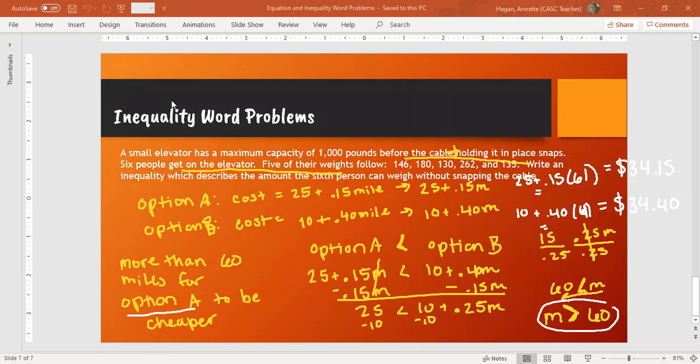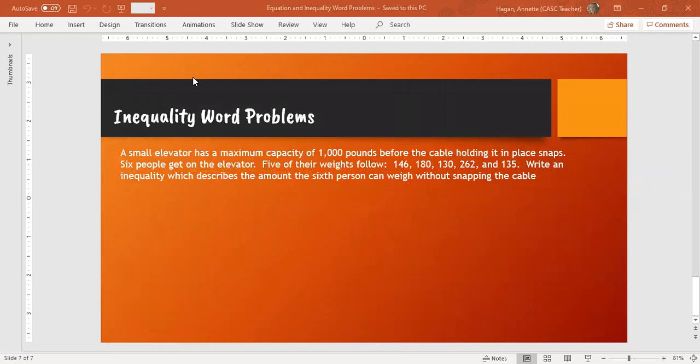The last one I'm going to do is this elevator problem. I did one like this for a warm up in class, but I just wanted to build on it and make sure everyone's comfortable with it. So a small elevator has a capacity of 1,000 pounds before the cable holding it in place snaps. 6 people get on the elevator. So right there, what that means is that every elevator is held by a cable. If too much weight gets in it, it will snap and break, okay?